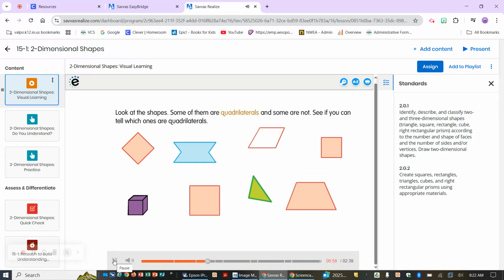Look at the shapes. Some of them are quadrilaterals and some are not. See if you can tell which ones are quadrilaterals. Okay, now the important thing to know about quadrilaterals is quad means 4 and laterals mean sides. So we're looking for shapes that have 4 sides when we're looking for quadrilaterals. So if I look over here, I see 1, 2, 3, 4 sides. That would be a quadrilateral. This blue shape has 1, 2, 3, 4, 5, 6 sides and therefore is not a quadrilateral.